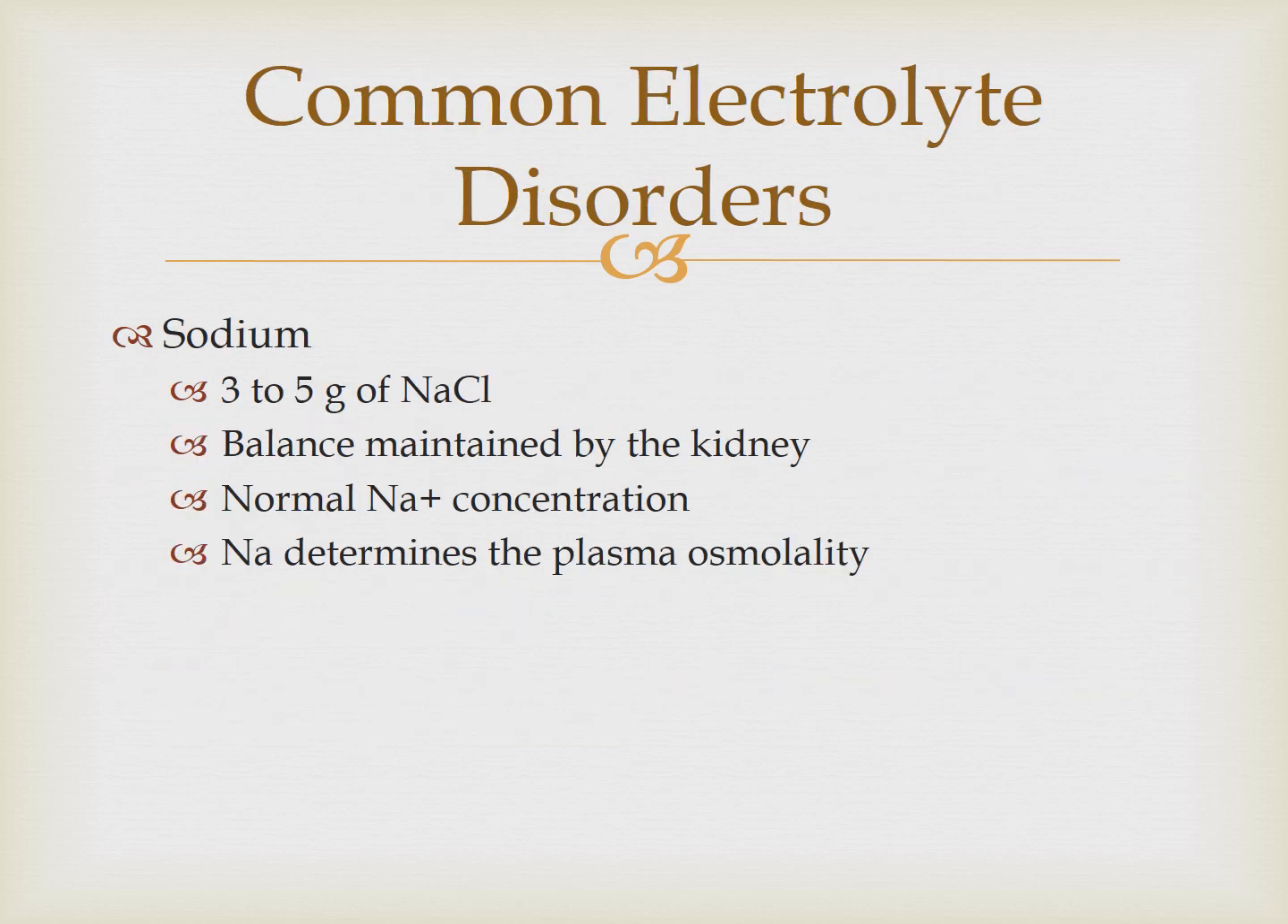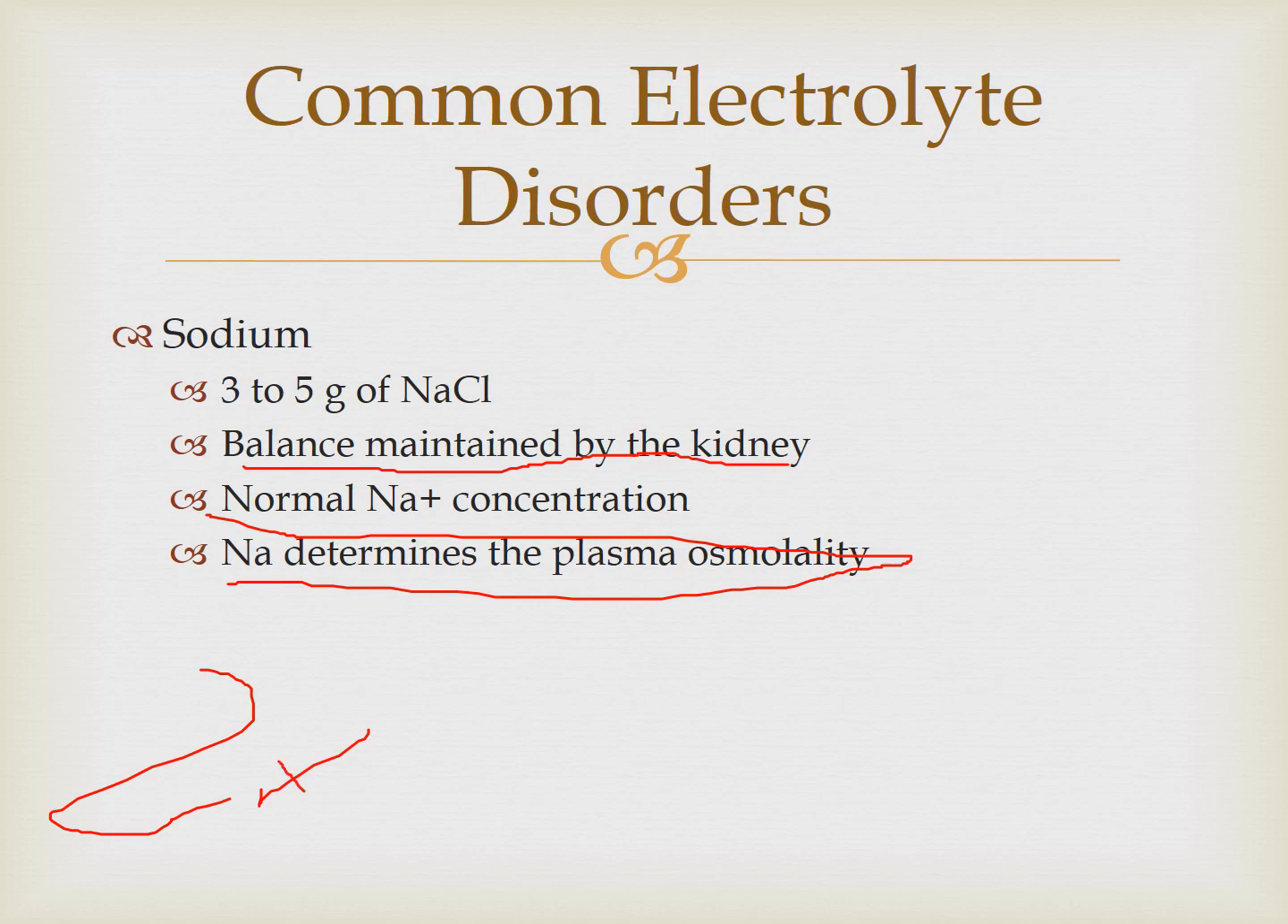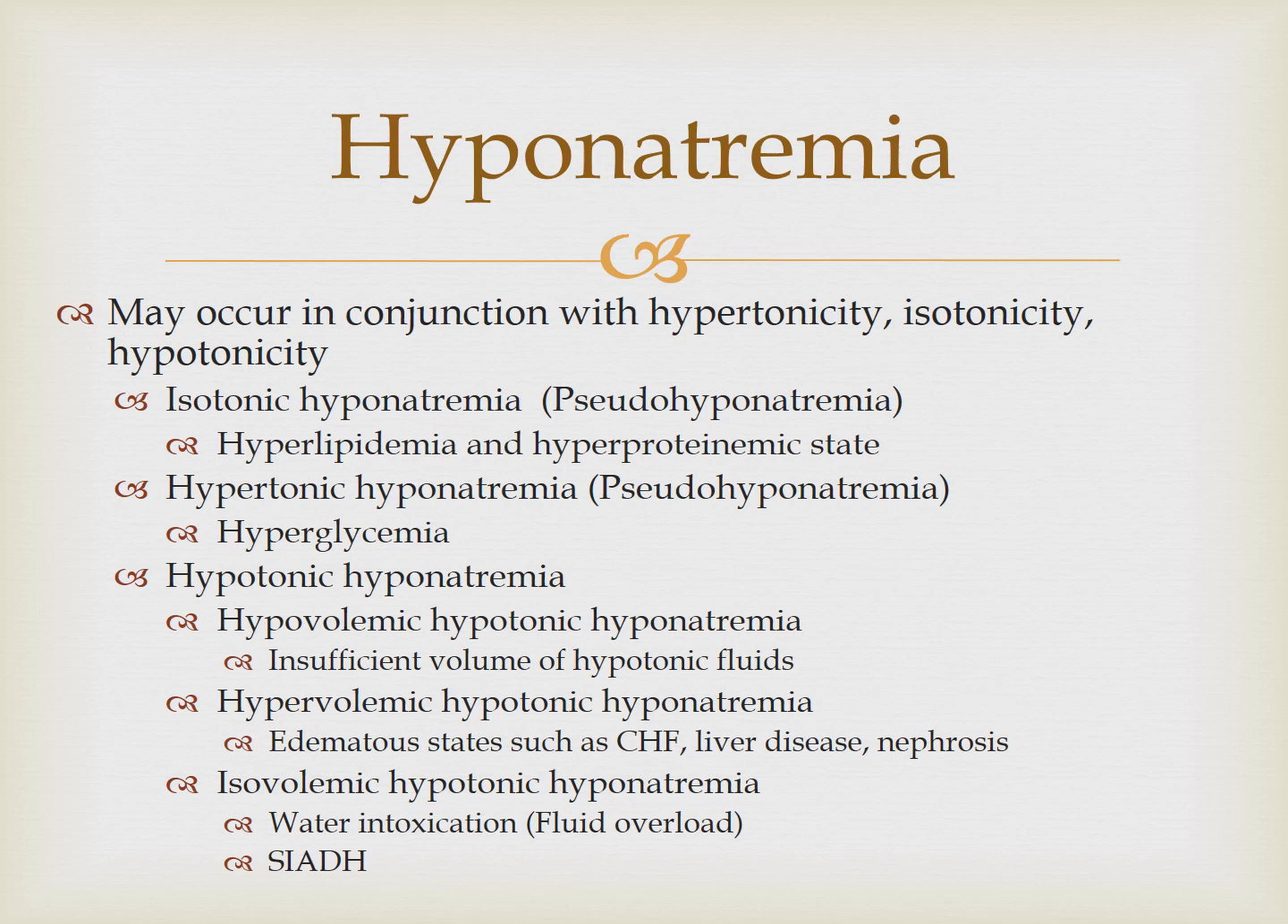So some common electrolyte disorders, you have sodium. One important thing is balance maintained by the kidney. Na determines, what we talked about, that formula earlier, 2 times the Na. Na determines the plasma osmolality. Okay. Hyponatremia is the most commonly seen. It may occur in conjunction with hypertonicity, isotonicity, and hypotonicity. Isotonic hyponatremia, another name for it is pseudohyponatremia. So they're isotonic, but they have hyponatremia.